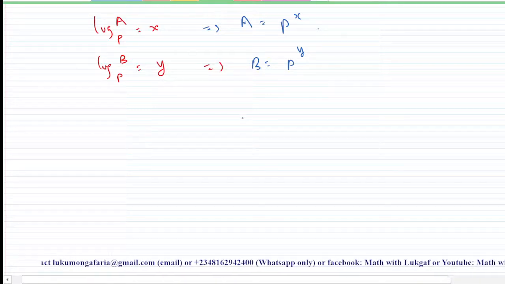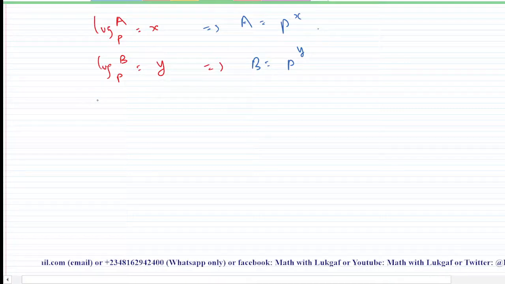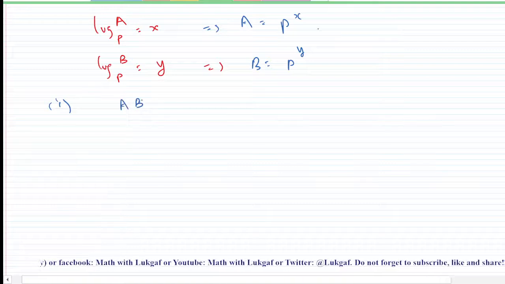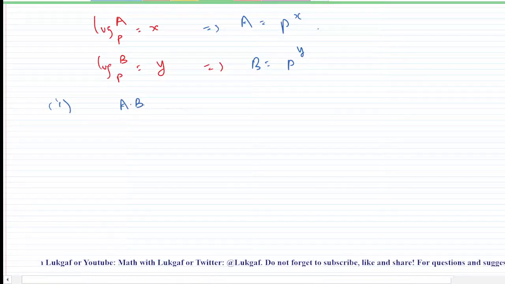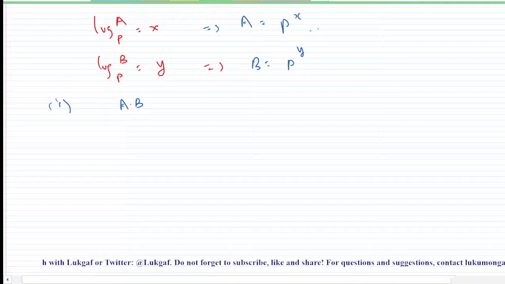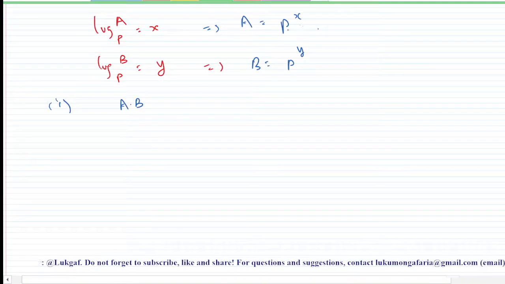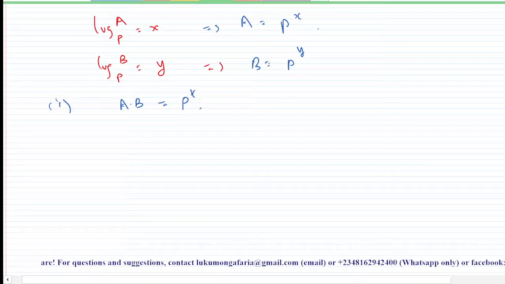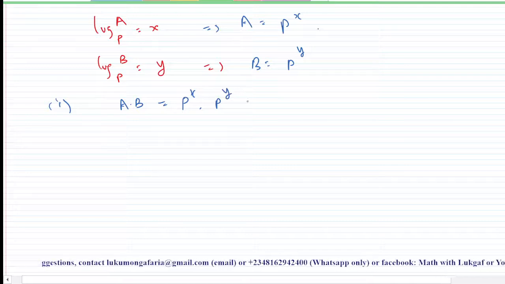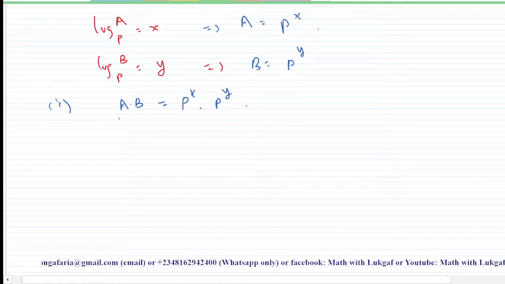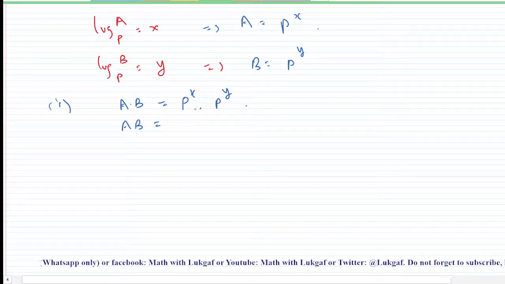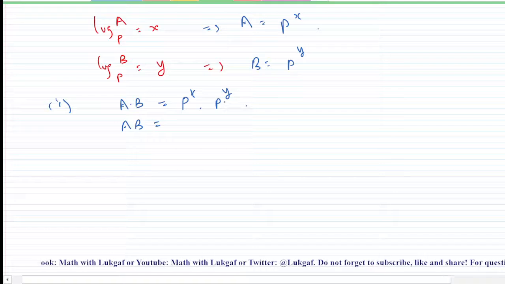The first law I'm going to take is the multiplication law. Let's say I want to multiply a and b together, so I have a times b. If you check here carefully, you will observe that your a is p raised to power x, multiplied by your b, which is p raised to power y. If you check your right hand side very well, you will notice that I have p raised to power x and p raised to power y. I'm having the same base.